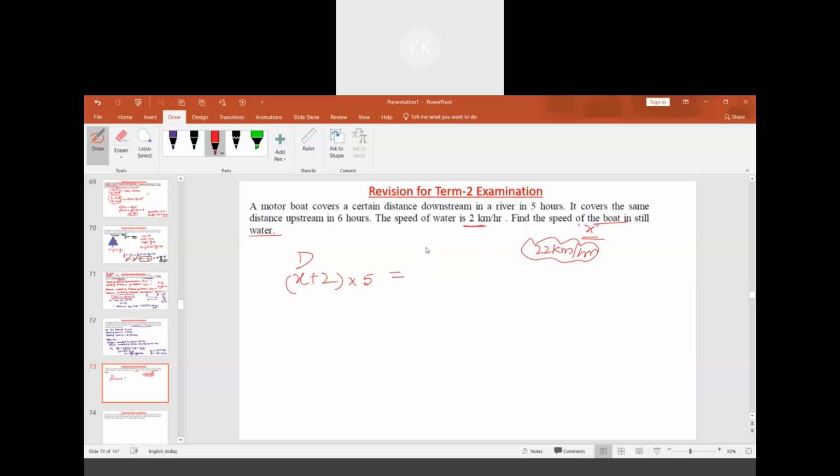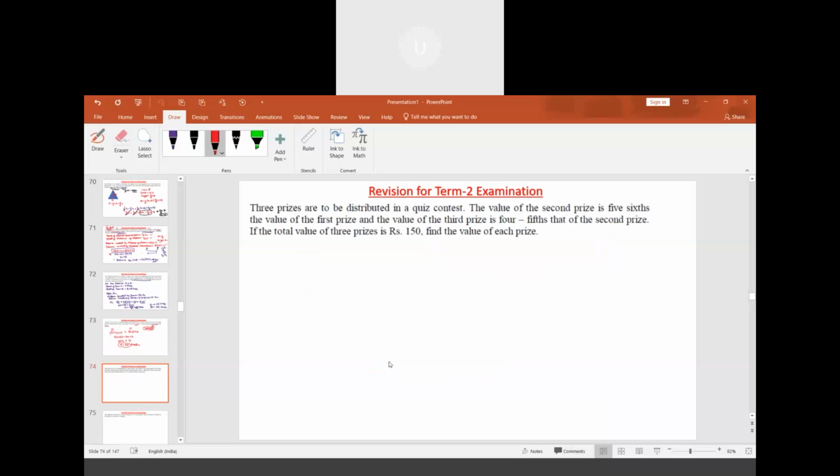This will be equal to the upstream, x minus 2 into 6. Now we have to equate, so we get 5x plus 10 equal to 6x minus 12. When you transpose this side, 10 plus 12 it becomes 22. So x will be 22 kilometers per hour. This is easy.